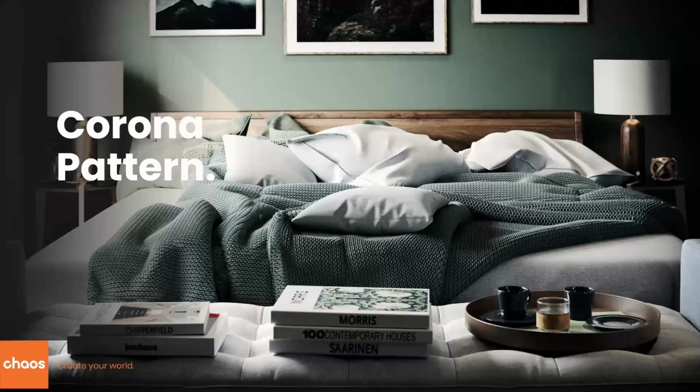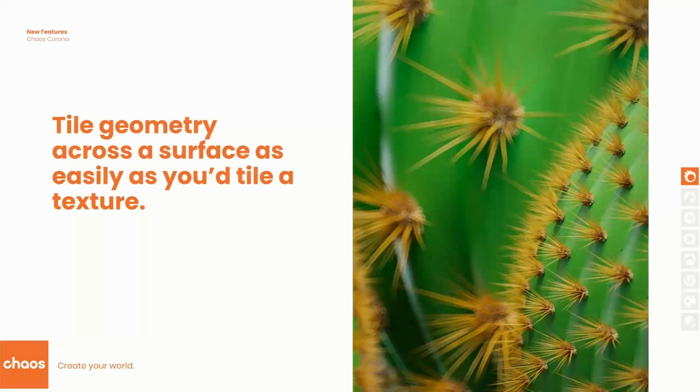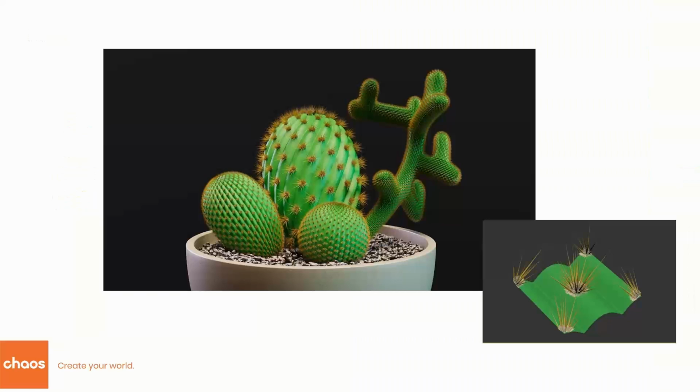So one of the exciting new features for Corona 9 is Corona Pattern. Pattern enables us to tile 3D geometry onto surfaces as easy as you tile a texture, all without increasing memory consumption. And this enables us to add complex details that will increase the realism of our renders. And it works as if we were tiling a texture, but instead of using bitmaps, Pattern uses rendered geometry.